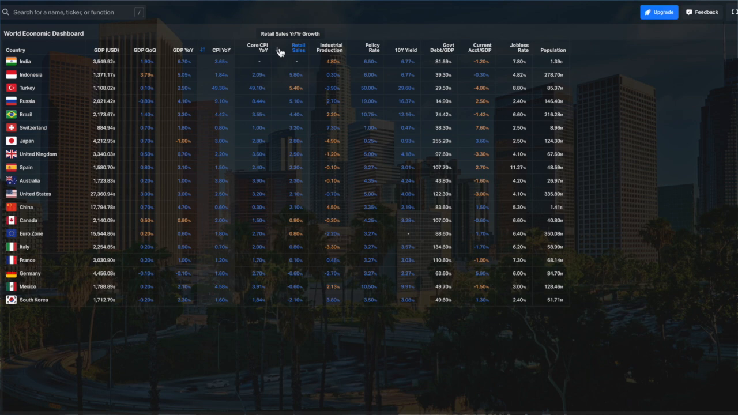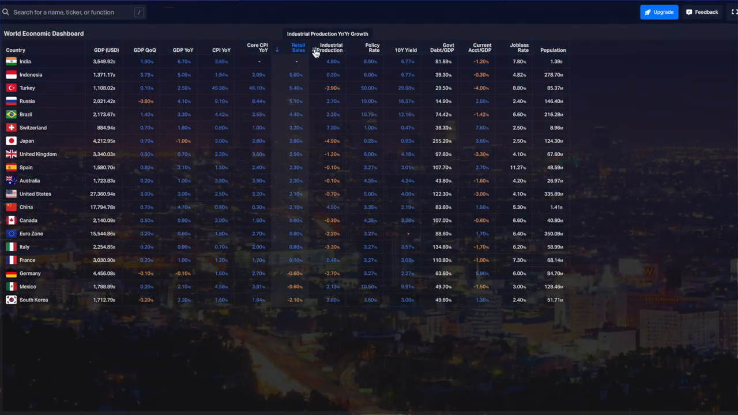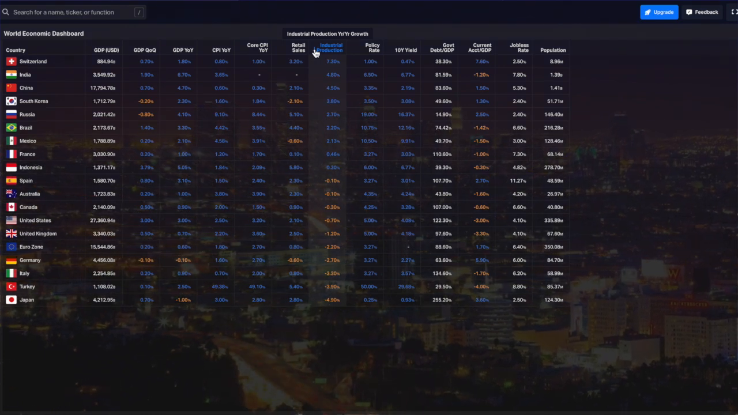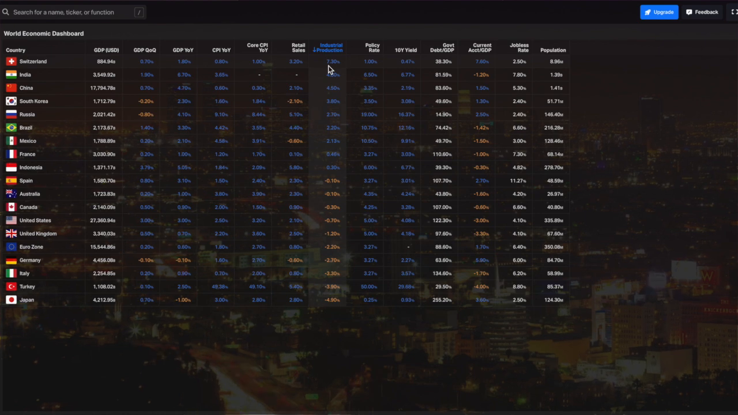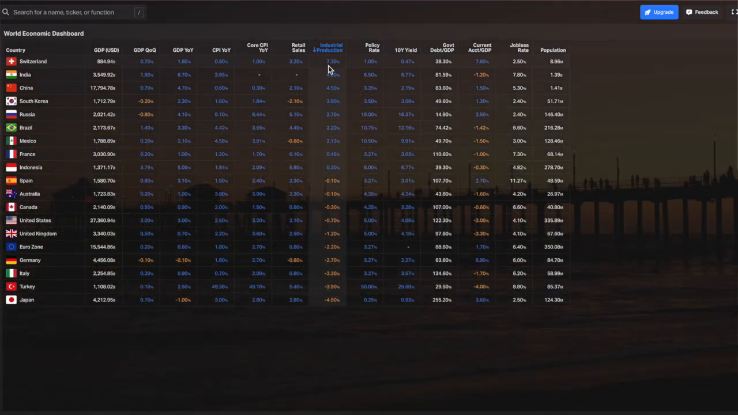We have retail sales. You can look at that in this manner. We have the industrial production per country. Switzerland very high because they make all the watches and chocolate, but that doesn't necessarily mean that everything is rosy there. But look at Japan, -4. Turkey, Italy, their industrial production has been declining recently.